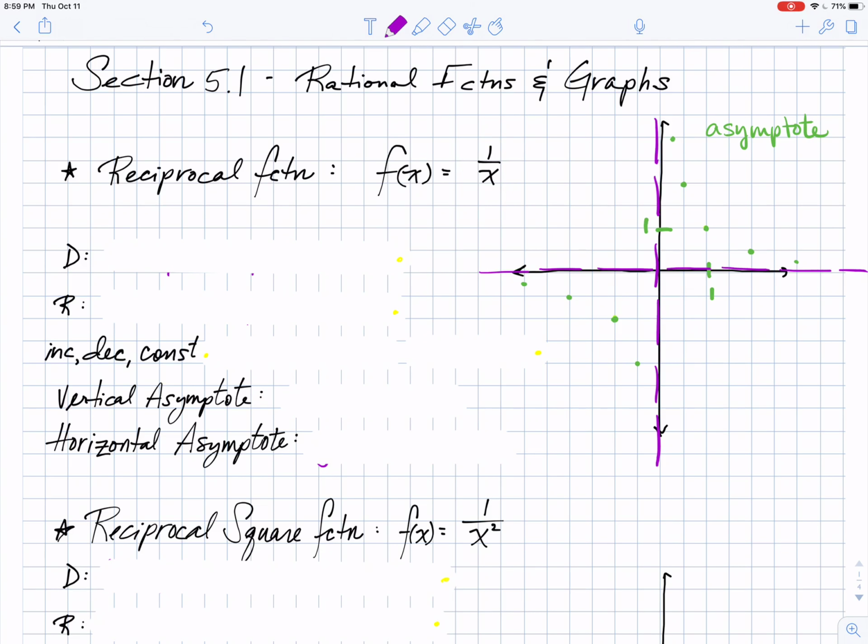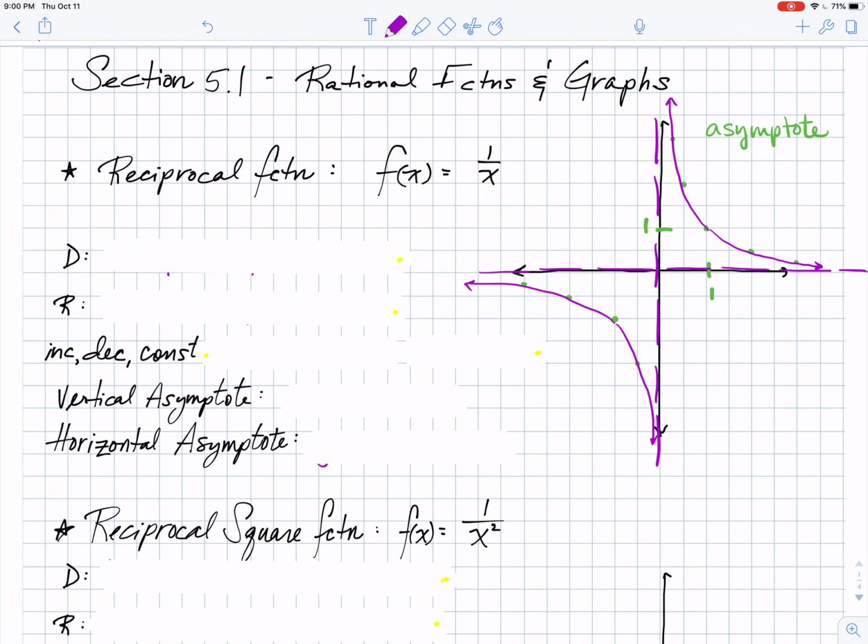So let's go ahead then. I've already got my coordinates drawn. Let's go ahead and just connect the dots. And you see I am getting closer and closer and closer to my asymptotes. And then it would be the same thing on the negative side. 1 divided by -1 is -1. 1 divided by -2 is -1/2, -1/3, etc., etc.